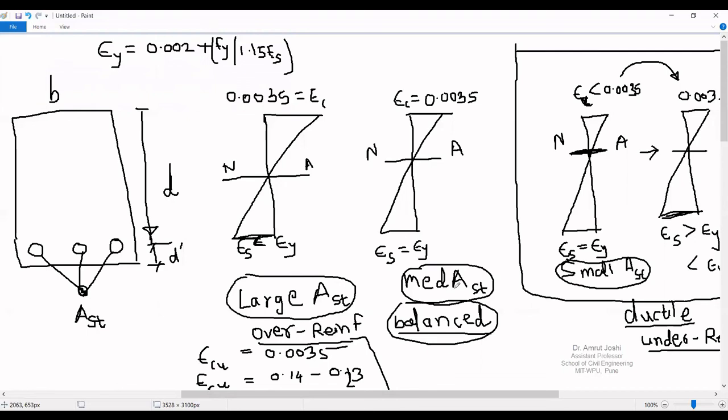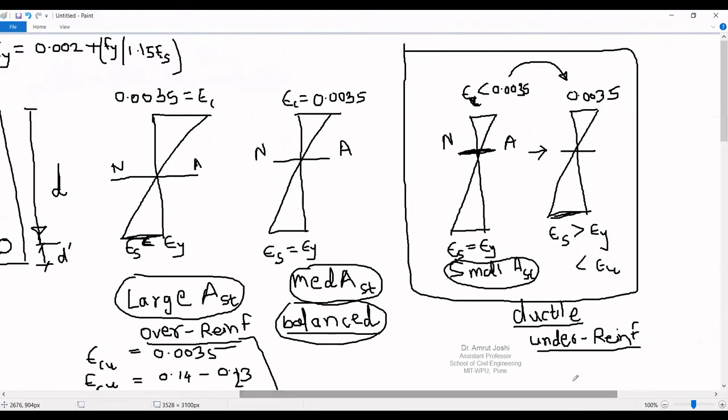The next section is balanced section. In this, extreme compression fibers reach the ultimate compressive strain of concrete 0.0035 simultaneously with steel on tension side reaching its yield strain. And the third type of failure that is defined is for under reinforced section, where steel on tension side reaches its yield strain prior to extreme compression fibers reaching the ultimate compressive strain of concrete, that is 0.0035.